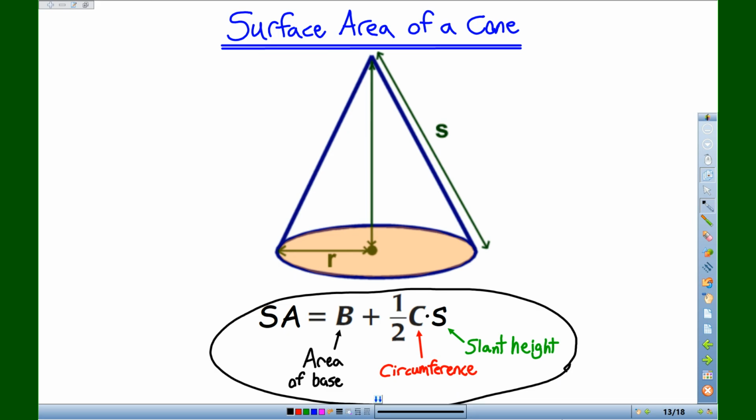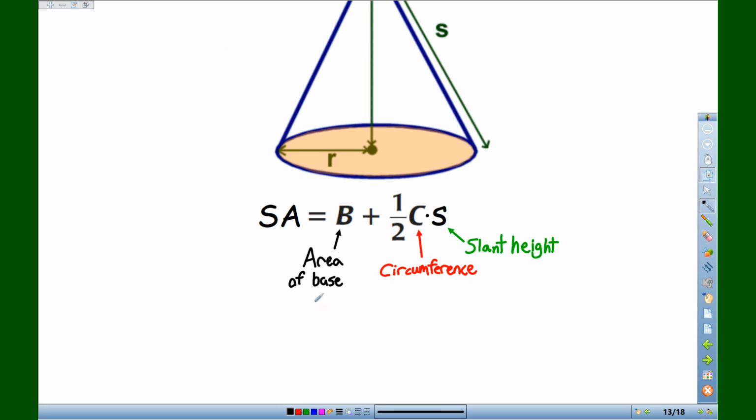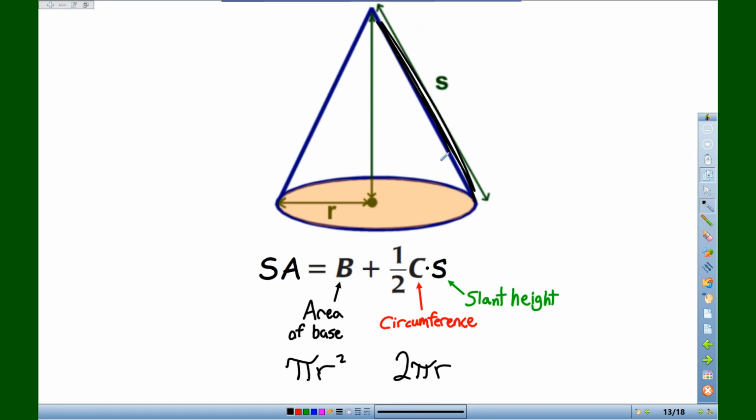Okay, one thing to maybe add to this is because we have circular bases, the capital B, the area of the base, will always be pi r squared. Because we're talking about the circumference, we'll always use 2 pi r. Slant height is still our focus. We need the height going up the side of our cone, not the normal height, right?